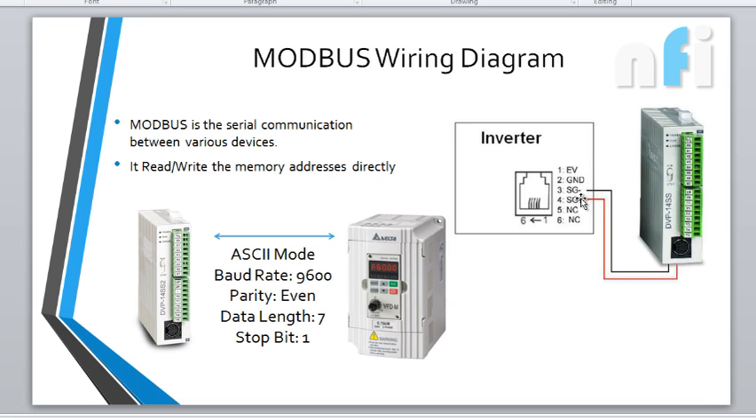Here the third and fourth pins are negative and positive. The third pin goes to the negative of the PLC, and the fourth pin goes to the positive of the PLC. So that is the wiring. Now next is how to set these parameters.